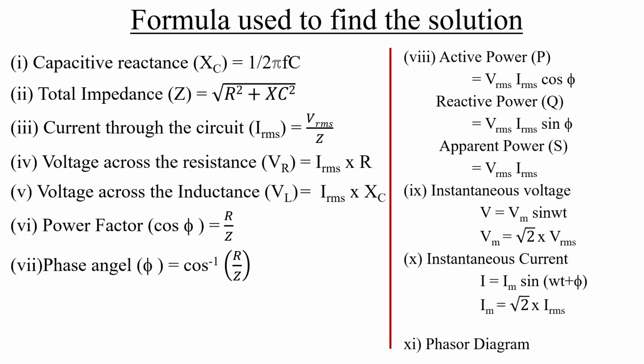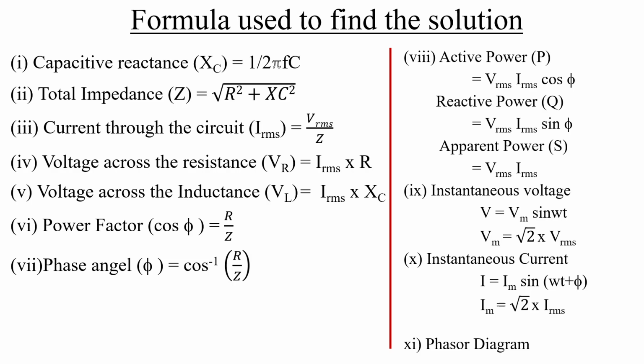So as per the question, please write down the formula used for all the parameters. Capacitive reactance Xc equal to 1 by 2 pi fC. Total impedance Z equal to root of R square plus Xc square. So current through the circuit, voltage across resistance, voltage across capacitance, power factor, phase angle, power, instantaneous voltage, everything is the same formula that we used for the RL circuit. Only in the case of inductive reactance, there it was XL, here it is XC.